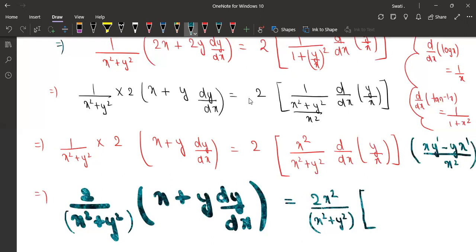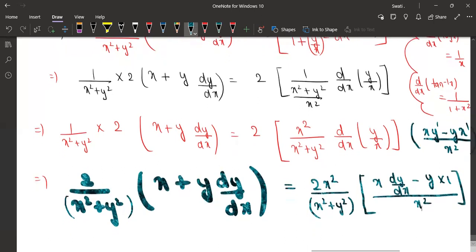Okay. Now, so we have here x, y, right? So using this formula, this will become x as it is and derivative of y with respect to x will be dy dx minus keeping y constant and doing the derivative of x with respect to x is 1 upon the square of the denominator, that is x square, right?